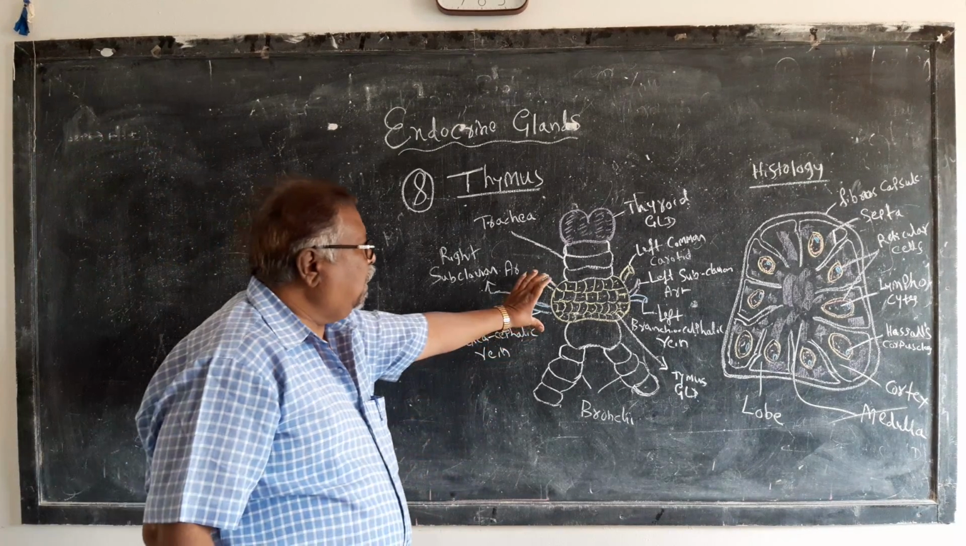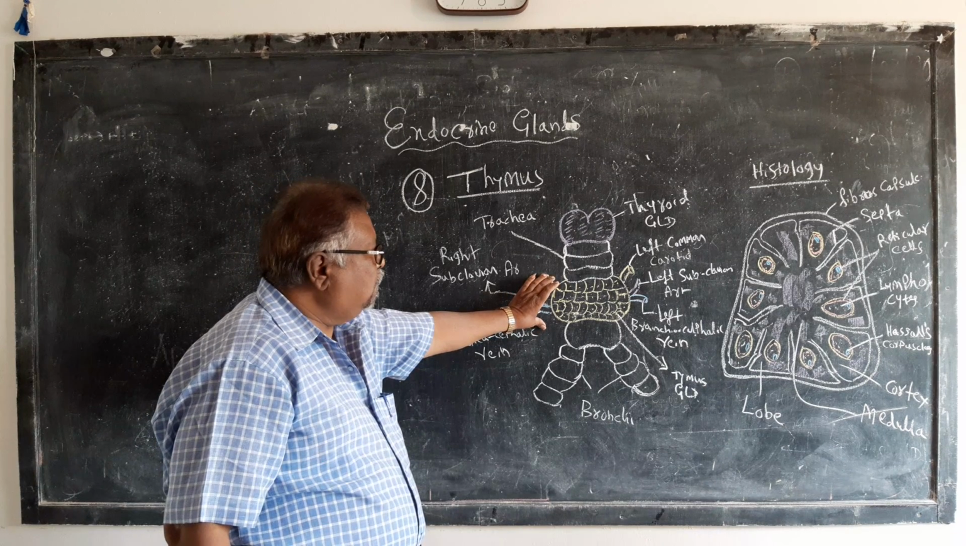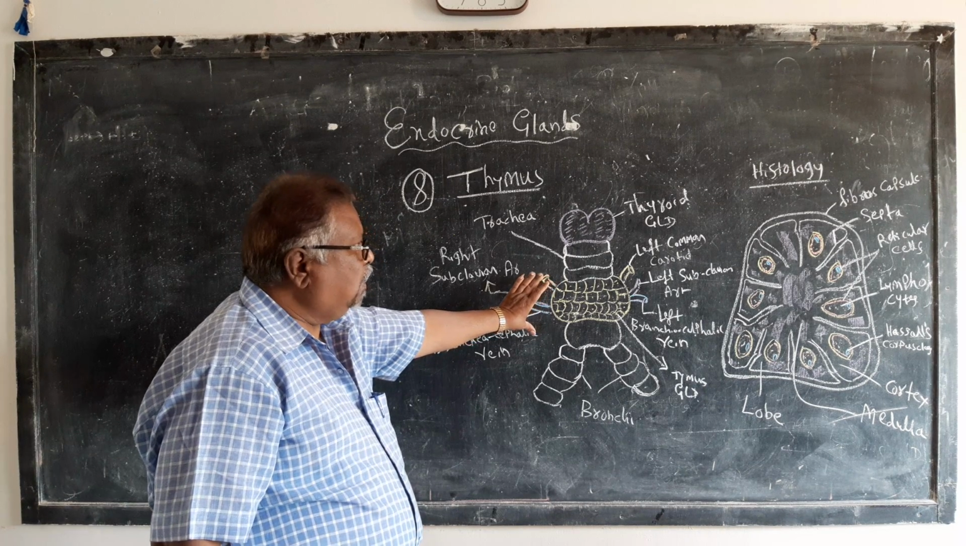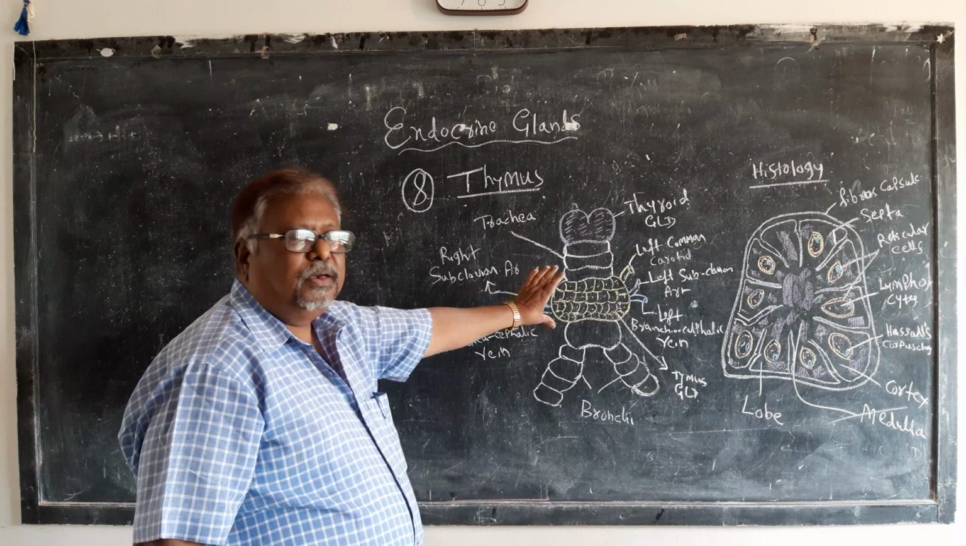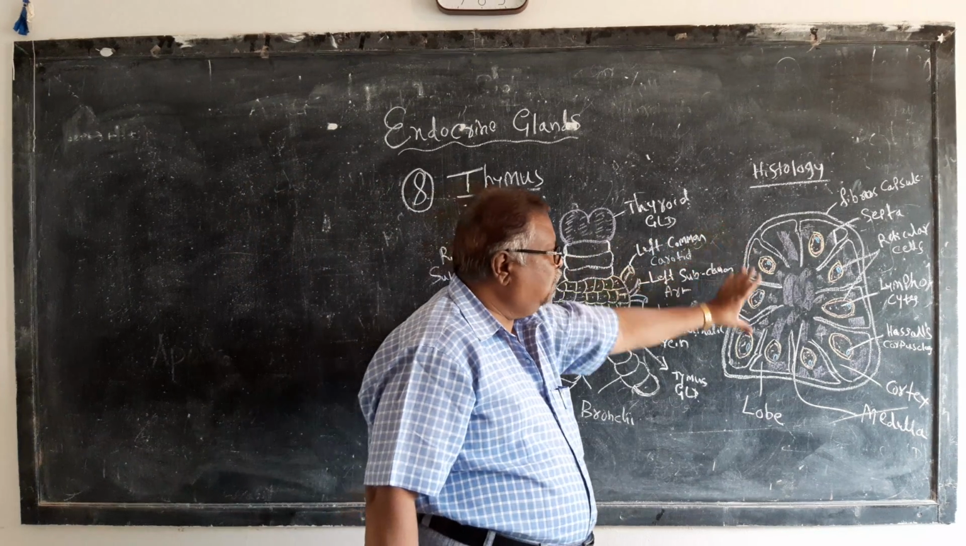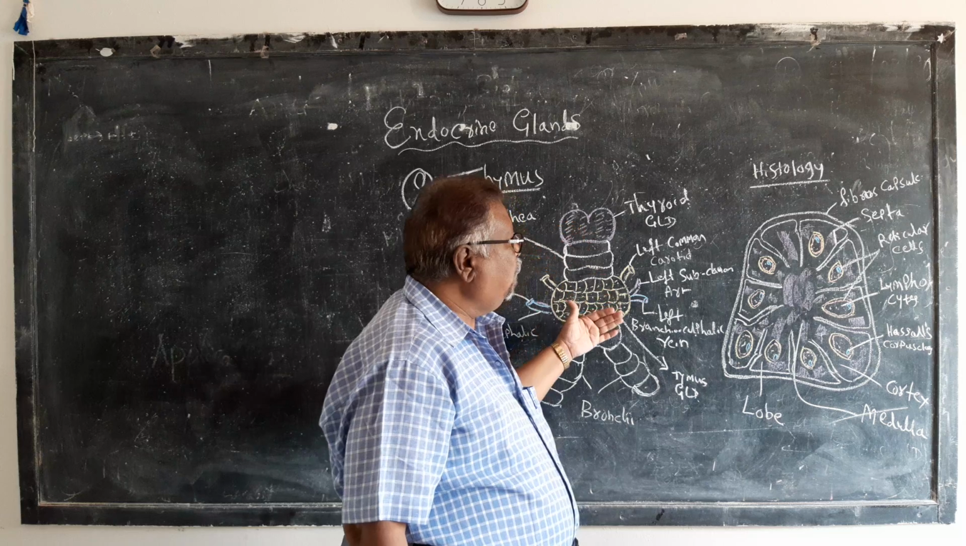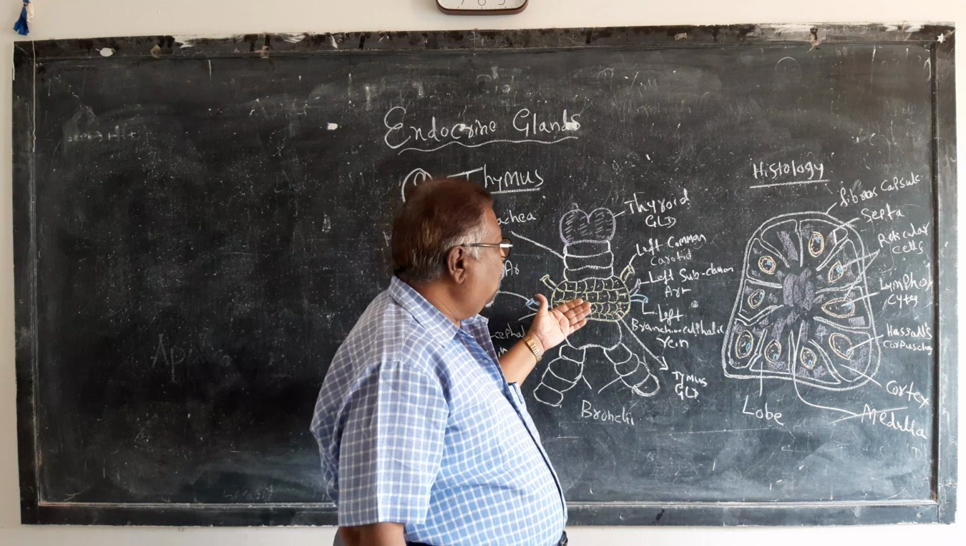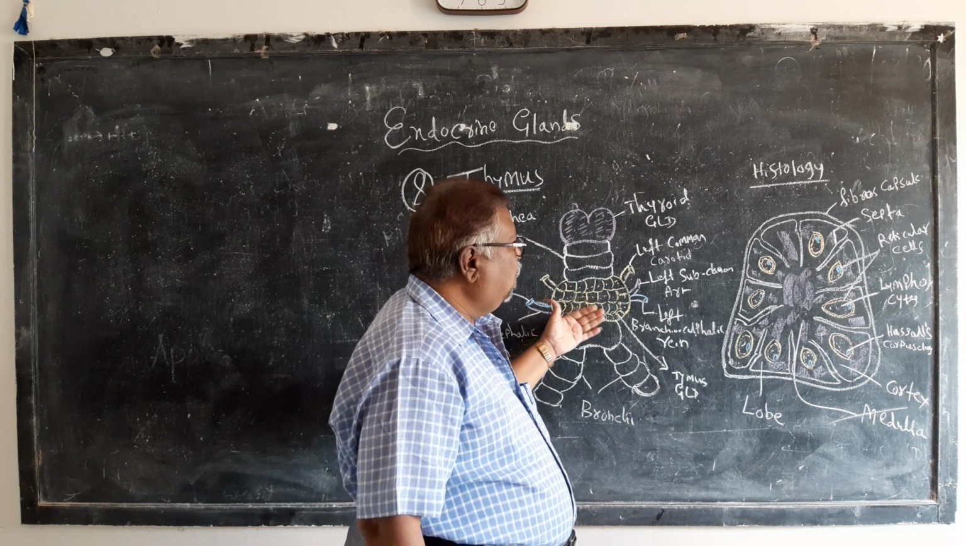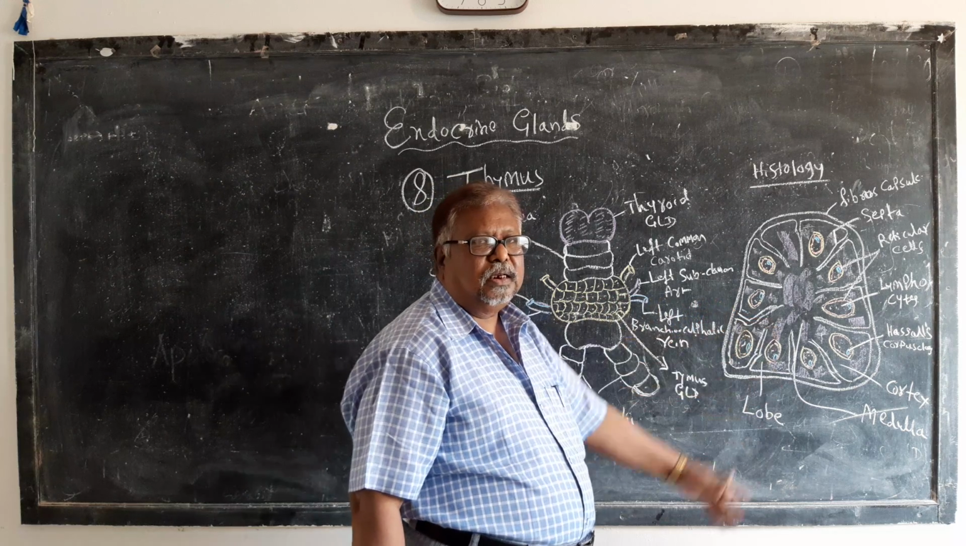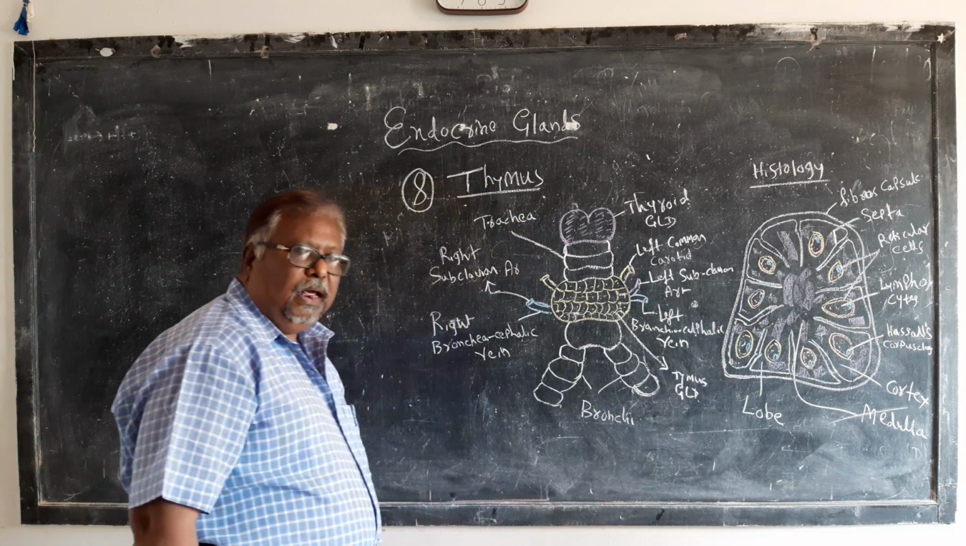This is the thymus gland, which is situated in the thoracic cavity above the trachea, as well as this is the histology. When we take the section of this gland, then you can see the inner structures of the gland.